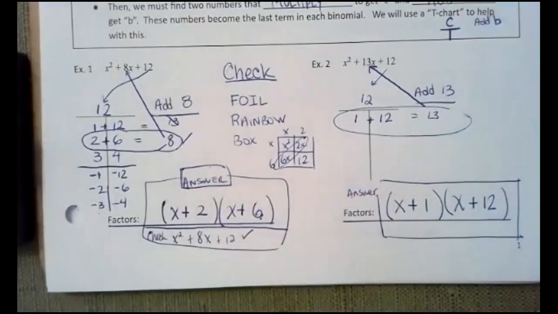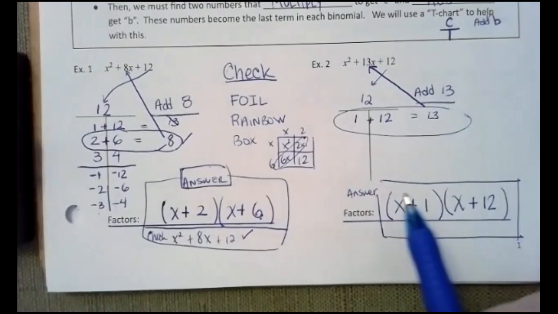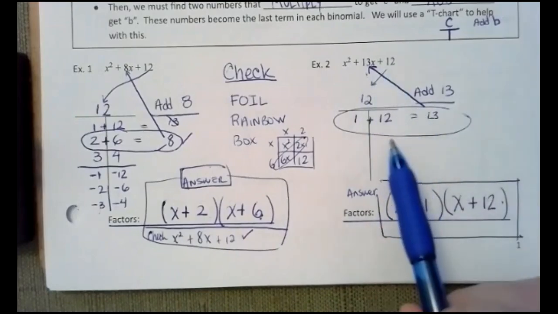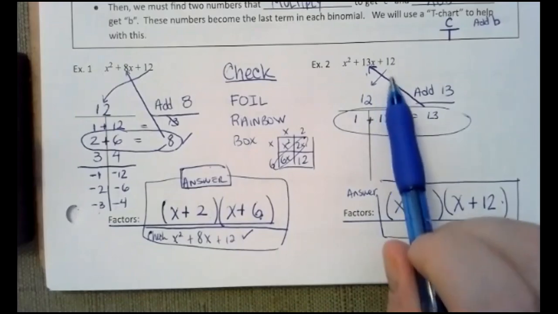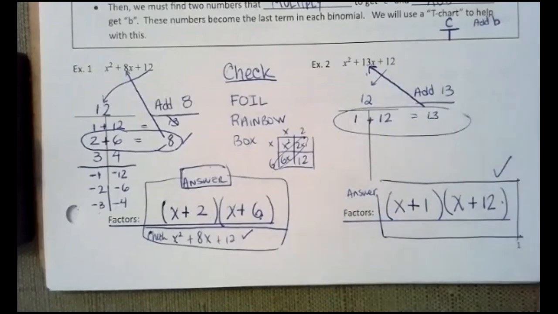I'm not requiring you to check these because it's designed to work. The way we did it is designed to work. These two numbers add to make 13, and they multiply to make positive 12. This one's going to work.